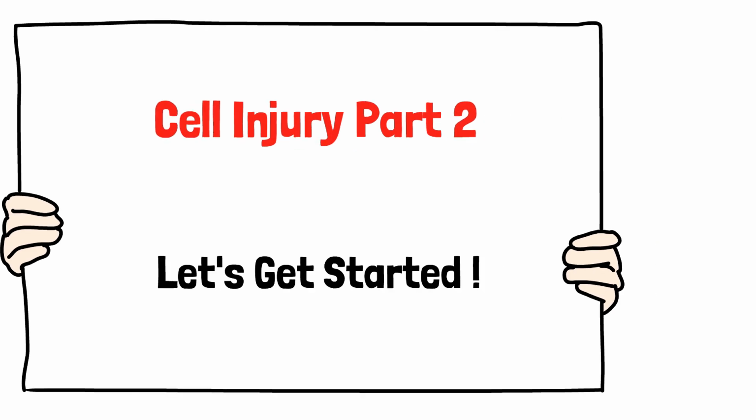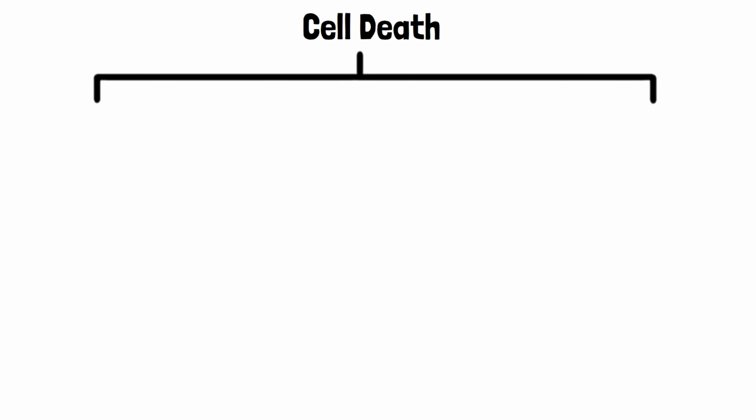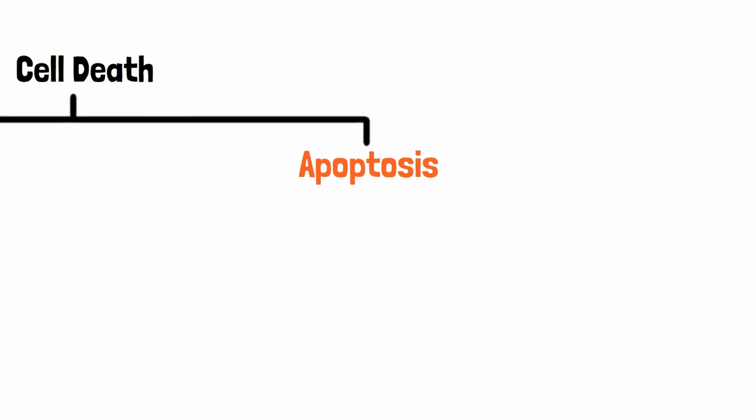In the previous part of the video, we discussed the classification of cell injury, which included reversible and irreversible cell injury. In this video, we will discuss the step after irreversible cell injury, that is cell death. Cell death occurs either by necrosis or by apoptosis. For this video, we will concentrate on necrosis.